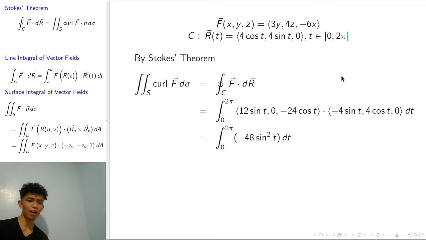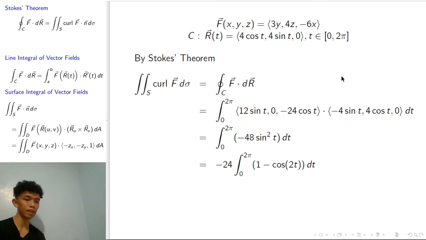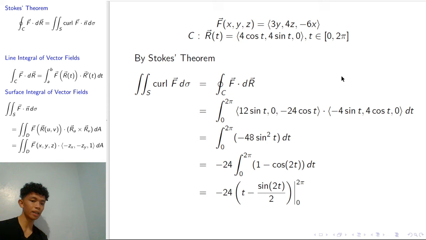So write it out in terms of your Math 22 identity, you'll have 1 minus cosine 2t over 2. So that negative 48 will become just a negative 24. Integrate, you'll get t minus sine of 2t over 2, evaluated from 0 to 2 pi. The evaluation of this at both 0 and 2 pi is 0. The evaluation of t at 0 is of course 0. And you're left with the evaluation of t at 2 pi, which is of course 2 pi. So you'll get for your final answer negative 24 times 2 pi, which is of course negative 48 pi.